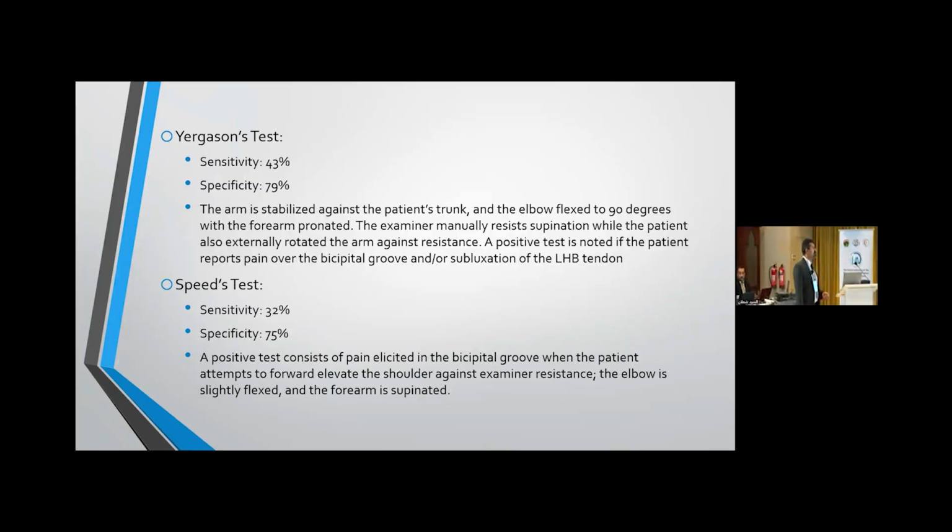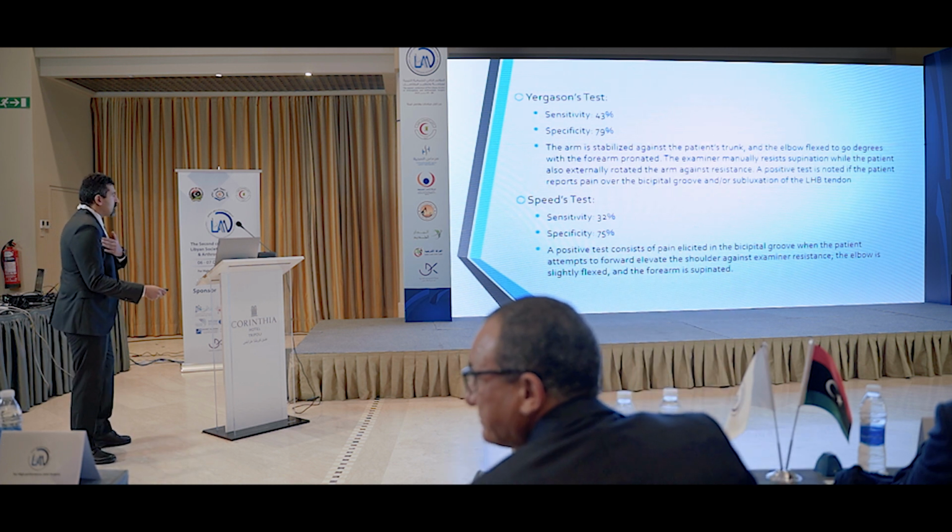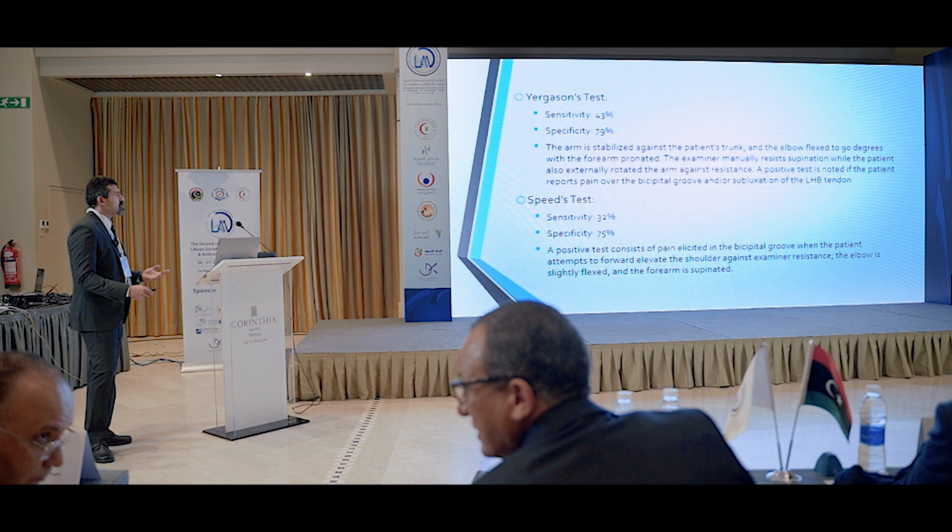When the patient comes to be examined, the patient will fix his arm at the waist with the elbow flexed 90 degrees, and he does pronation and then resists your supination movement. When the patient feels pain in the bicipital groove, deep in the biceps, this means that the test is positive.